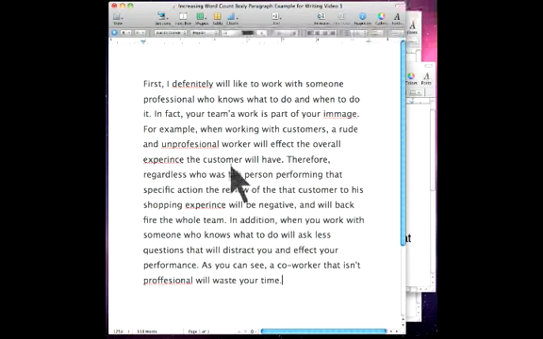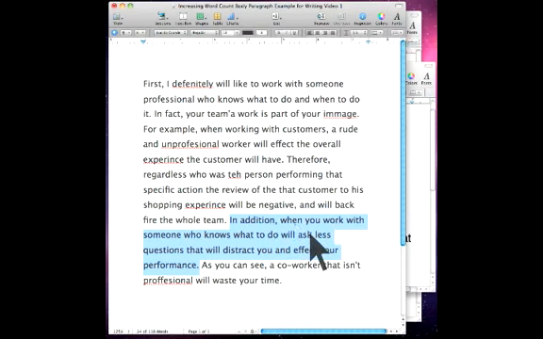Okay, so we get a detailed point about how someone who's unprofessional is going to negatively affect the customer's experience, and that customer is going to hate everybody on the working team. In addition, when you work with someone who knows what to do, they will ask fewer questions that will distract you and affect your performance. So as you guys probably recognize, this is fine. This is not a bad sentence. It says in addition. But this sentence is not connected with this idea. So this is kind of like, oh, I ran out of things to say, I got to say more.